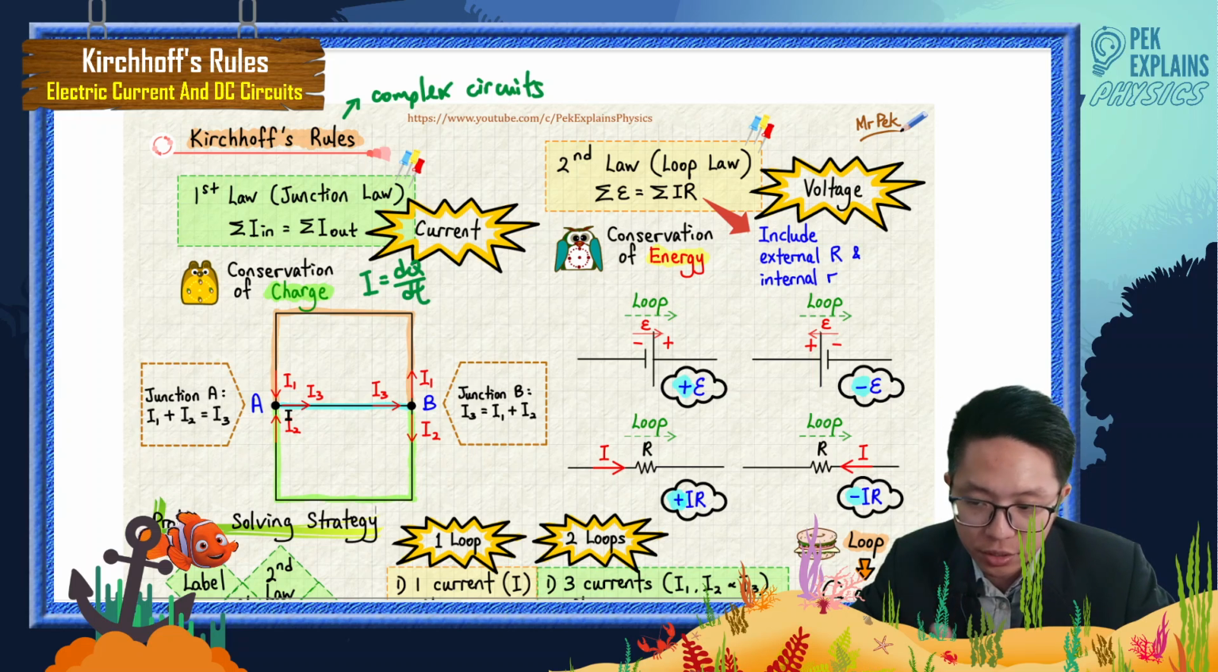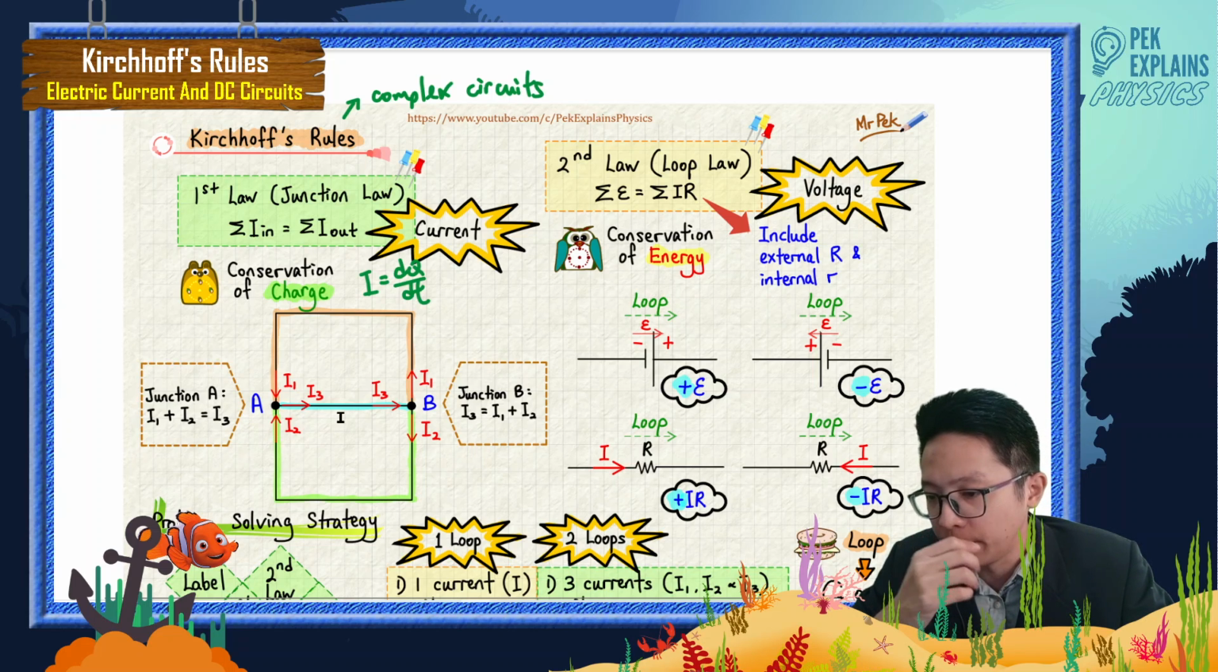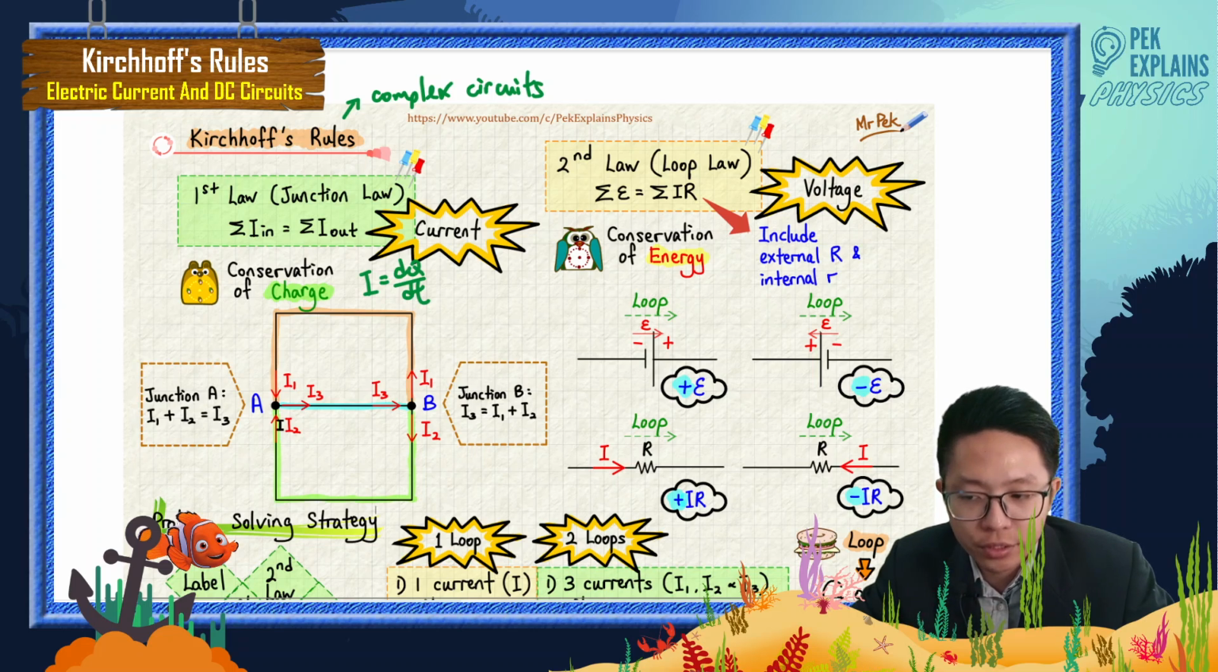Let us look at junction A. First of all, what current is entering junction A? It is I1 and I2. So the total current in is I1 plus I2. And then what current goes out? It is I3. So the total current going out is I3. The total current going in must be equal to the total current going out. That means I1 plus I2 must be equal to I3.